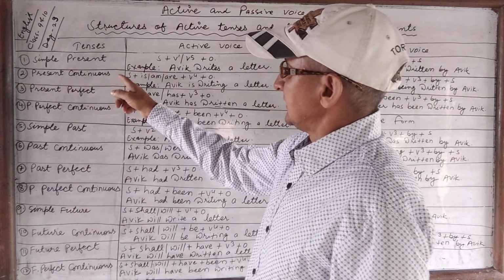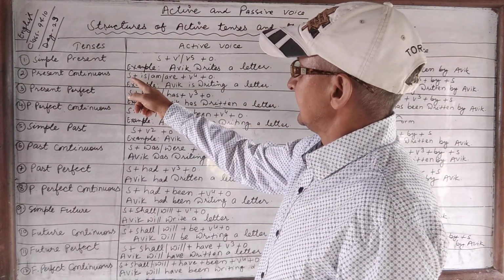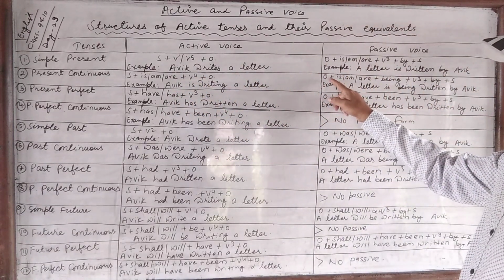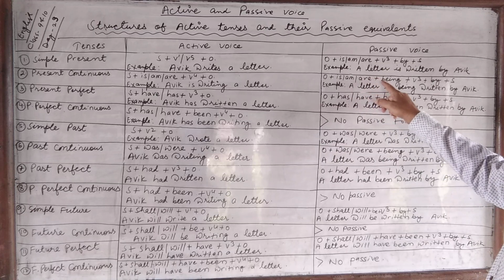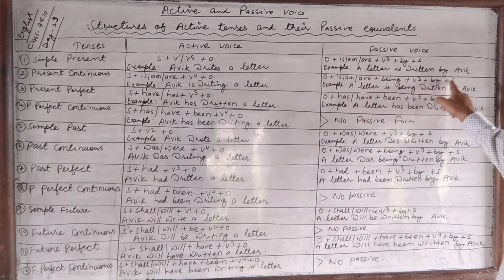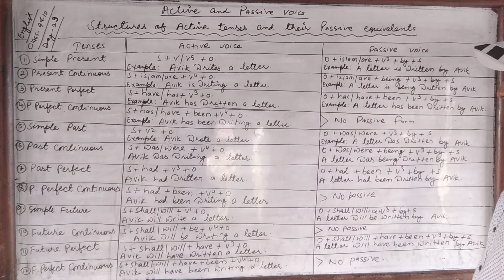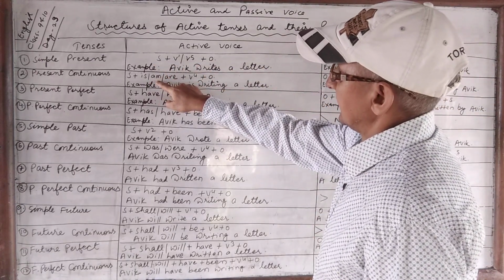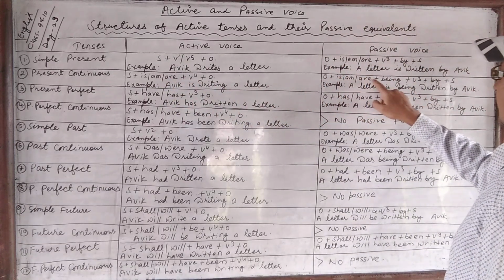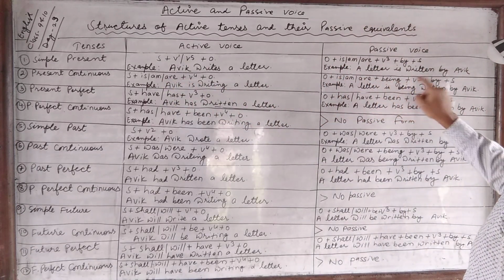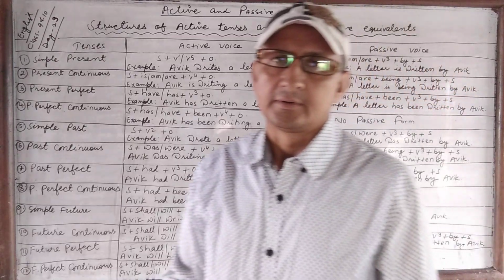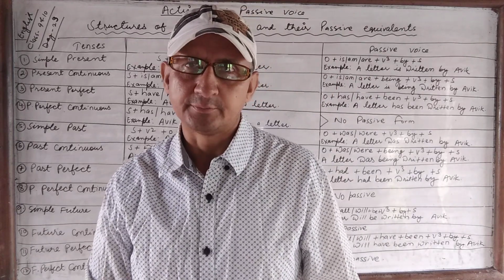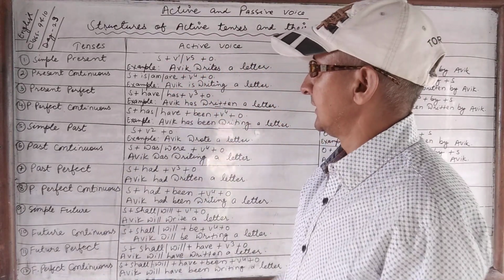The structure of present continuous is subject plus is/am/are plus V4 plus object, and passive structure is object plus is/am/are plus being plus V3 plus by plus subject. Same auxiliary verb of the active voice is used here, and we have to add being after the be verb, and the main verb in past participle form.